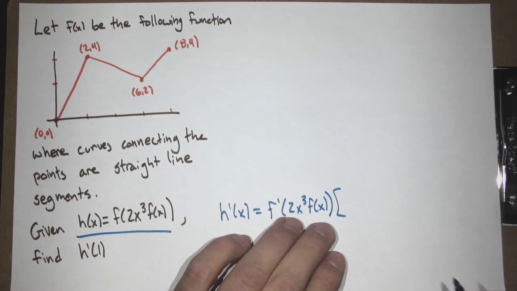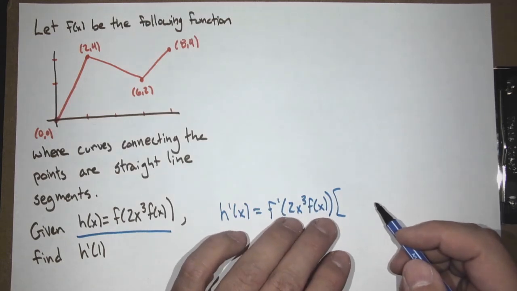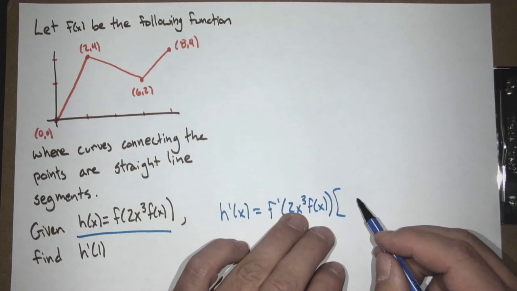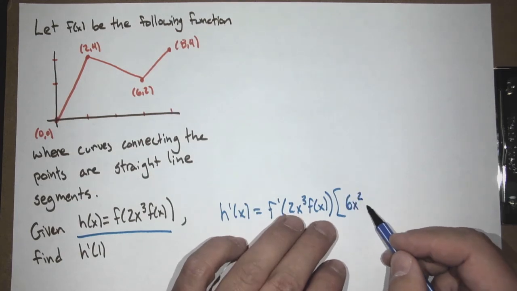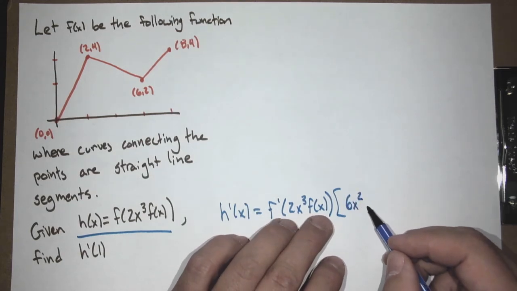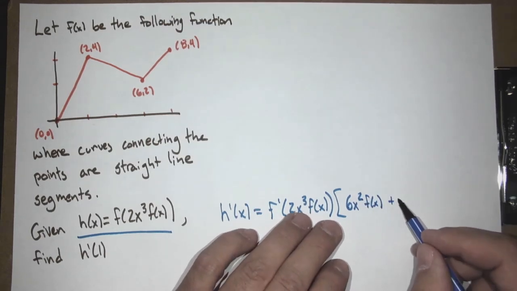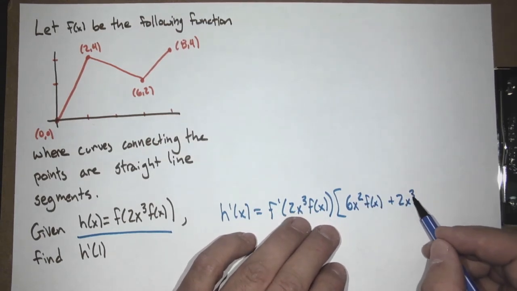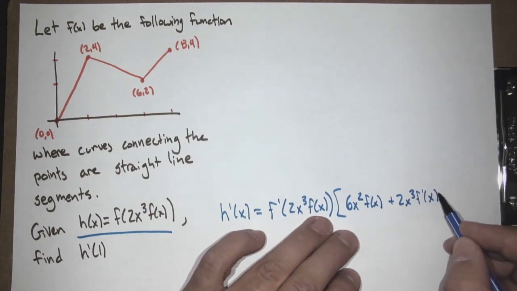Product rule for the inside. So, I remember my product rule, everybody gets a turn. The derivative of 2x cubed is 6x squared. And what happens to this f of x? It stays the same at this point. And now, it's not 2x cubed's turn anymore, so it stays the same, times f prime.